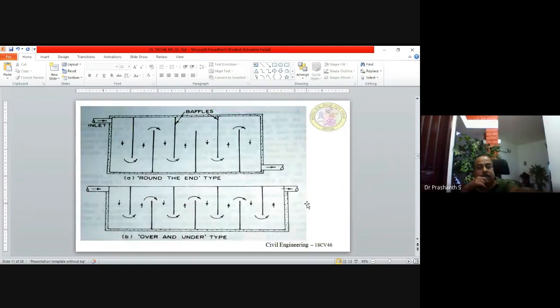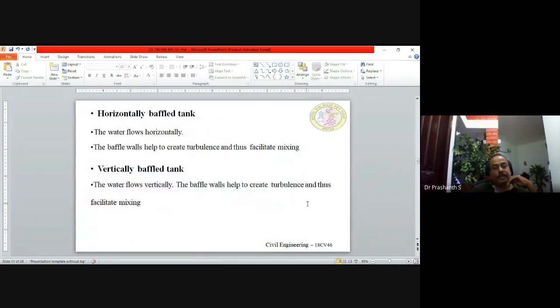So these are all baffles. The inlet is there and walls are there. When it takes a turn left, right, left, right, the coagulants are going to mix with the water. So this is the round and end type. The second one is the over and under type of mixing. In a horizontal baffle tank, the water flows horizontally. The baffle walls help to create turbulence and thus facilitate mixing. If you provide a wall, the water splashes against the wall, mixes very easily and turns. So turbulence is created, then mixing takes place.